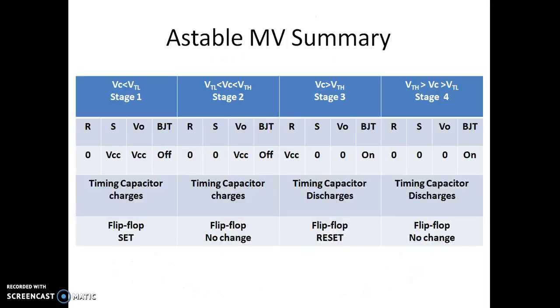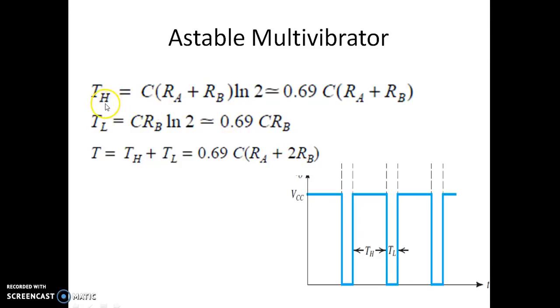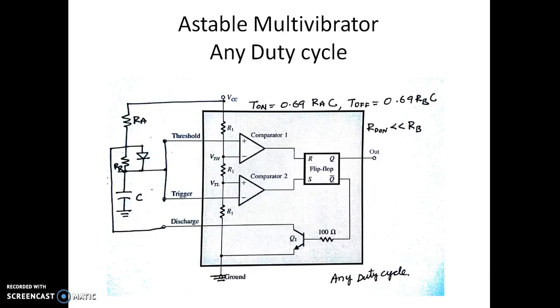In this particular astable multivibrator, as we know, TH is always greater than TL, because we have RA plus RB here, whereas for the low time it is only RB. We cannot get a duty cycle less than 50%. To get a duty cycle less than 50%, we are supposed to bypass the resistor RB while charging using a diode. So this is what the expression is. While charging we have only RA, but while discharging we have RB. Because we are assuming that the diode resistance is very small, we can get any duty cycle by choosing the appropriate values of RA and RB.